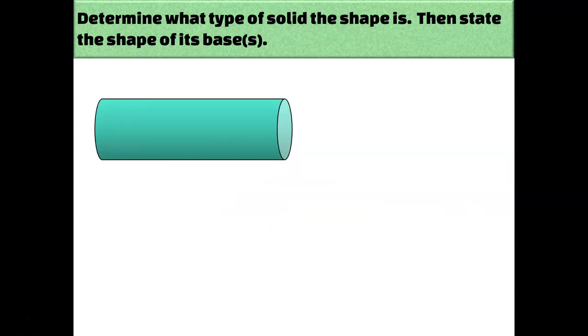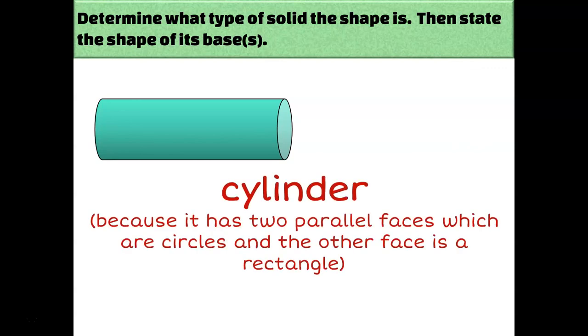It might look like our next example only has one base, but keep in mind that sometimes a shape will be drawn in such a way that you can't see all of it, like this one. This is technically a cylinder. It has two parallel faces, which are both circles, and then the other face is a rectangle that wraps around those two circles. So even though it's not drawn on the diagram with a dotted curve or something over here, you are to assume that there is another base over here, so this would be considered a cylinder.